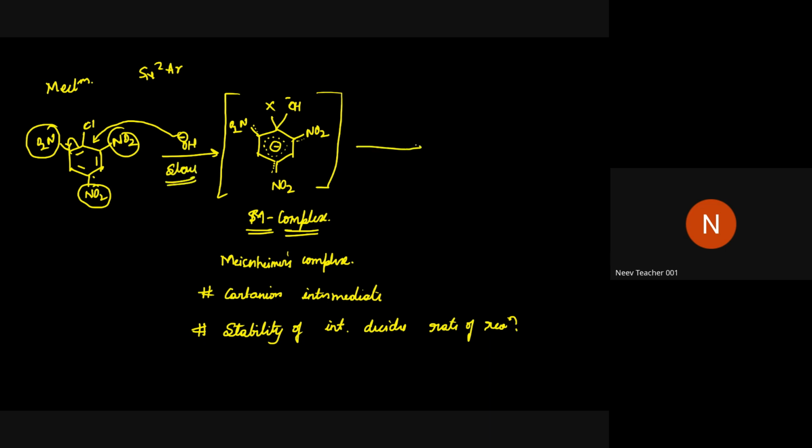In the next fast step, finally when the negative charge comes here, this will come here and this will break like this. So in the fast step, the leaving group is going to be eliminated, forming this product. This is a fast step where the leaving group is eliminated from the product. Is it clear for everyone?